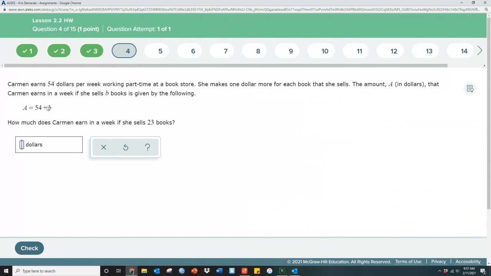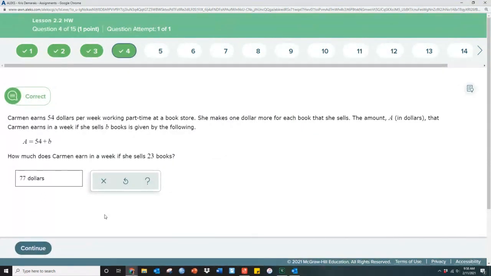I look at the equation that's already been provided to me, and I know that by relationship of the fact that Carmen is working and stuff like that, that A must be the amount, and B is the number of books. So how much does Carmen earn in a week if she sells 23 books? It is literally just taking and adding 23 to $54. That's it. There's nothing else more to this. So 77, and I'm done.